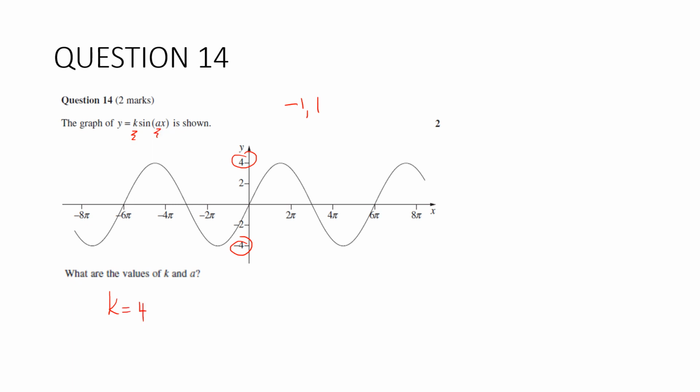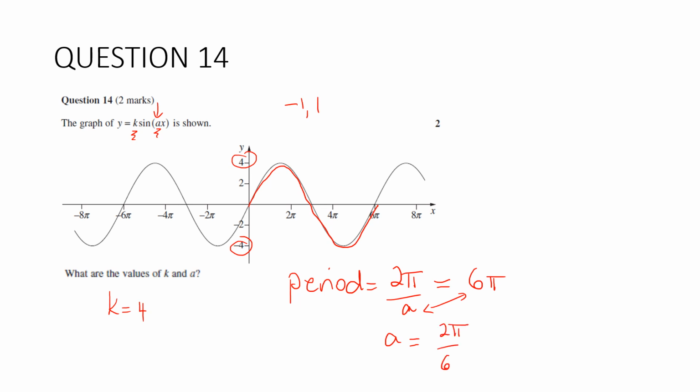Now here, this one is a horizontal dilation. This affects the period, so I'm actually going to write the formula. Period is equal to 2 pi on n. n is the number in front of x, so in this case it is a. All right, how long does it take this graph to get through one cycle? 6 pi, can you see that? So it's equal to 6 pi. All right, let's switch these around. a is equal to 2 pi on 6 pi, which is 2 on 6, or 1/3. a is 1/3.